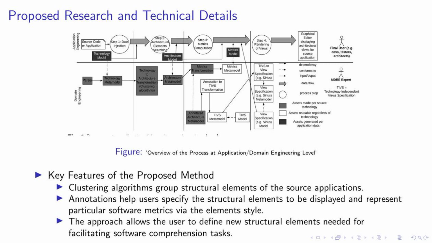Firstly, we use clustering algorithms to group structural elements of the source applications. This helps in simplifying the complex structure of the software. Secondly, we use annotations to help users specify the structural elements to be displayed. These annotations also represent particular software metrics via the element style.